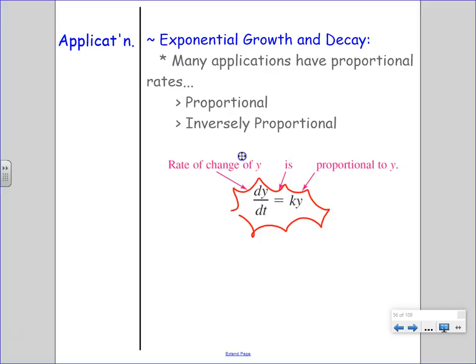But wait a minute. Why do I say proportional and then inversely proportional, and then I only show directly proportional below? Because k can be either negative or positive. Yeah, k can be either positive or negative. The proportional would just be ky, dy/dt.